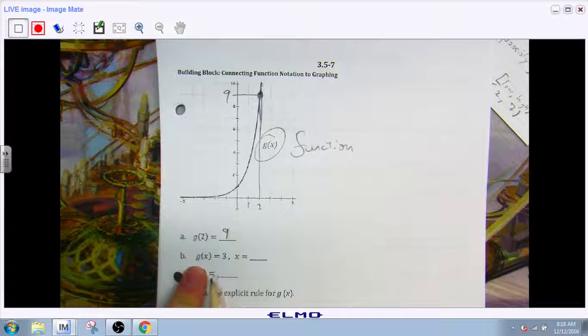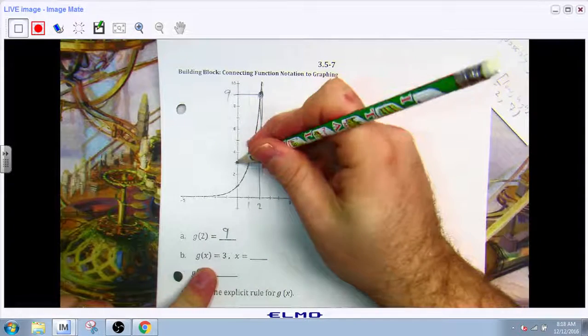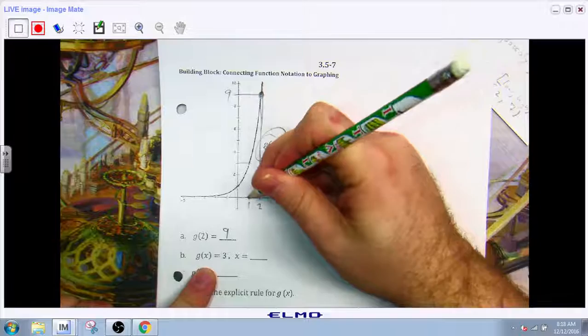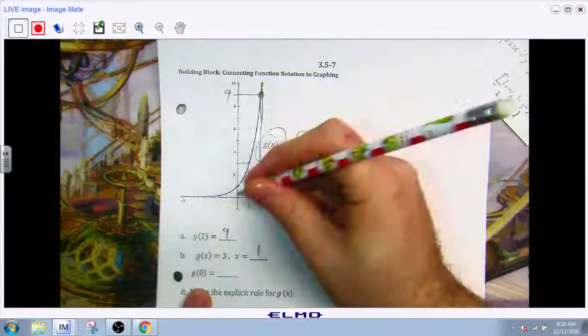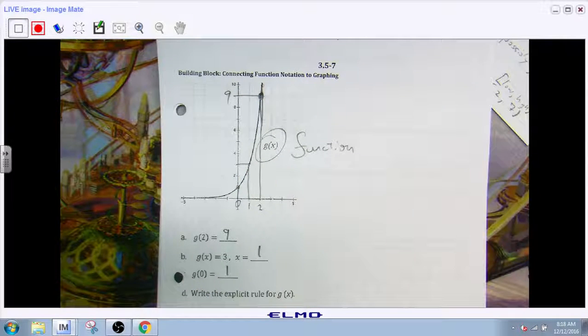This one's asking when g of x is 3. So when g of x, that's my y value, is 3, which is right here, what's my x? Well, it's 1. And then what's g of 0? Well, when x is 0, y is 1. It's just kind of like find it on the x, find it on the y.